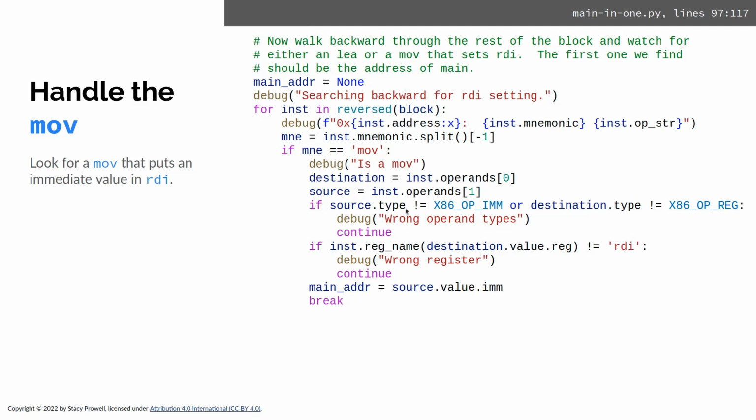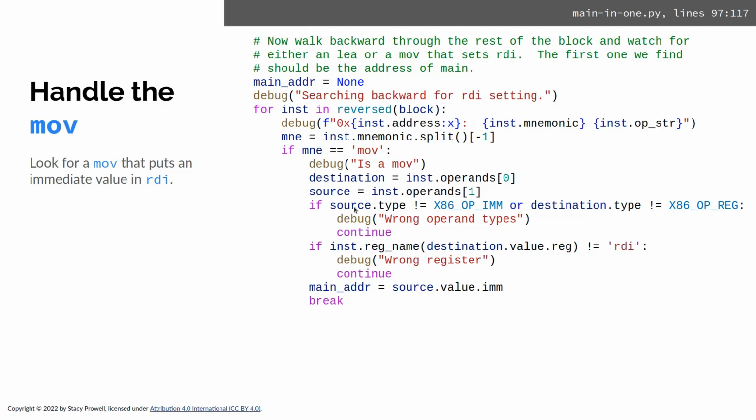I check to see if the source type is immediate, right? And the destination type is a register. So if both those things are true, I'm good. Or if either one of them is false, I got the wrong operand types and I continue around the loop. I check the register name of the destination register, because at this point I know it's a register. I checked it above. I check if that's RDI, and if it's not, then it's the wrong register, and I continue around the loop.